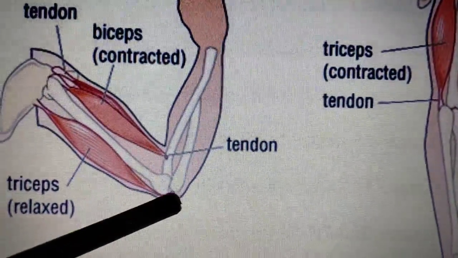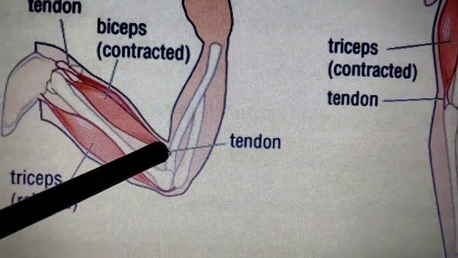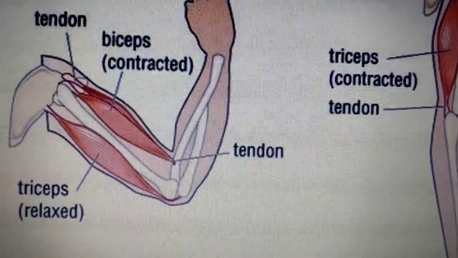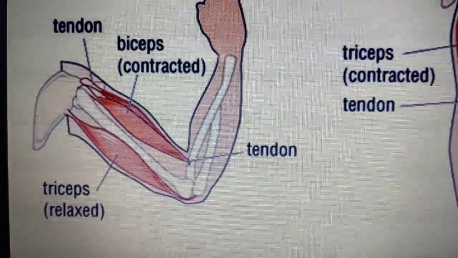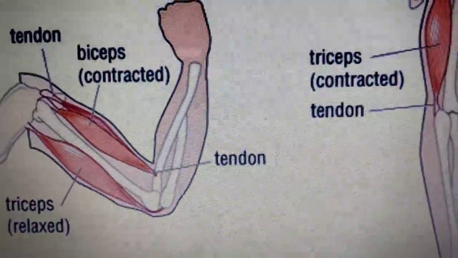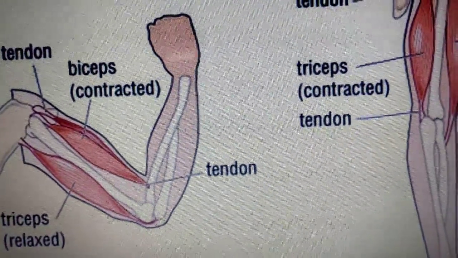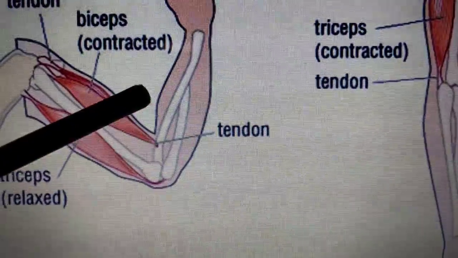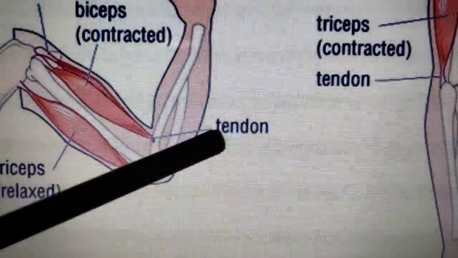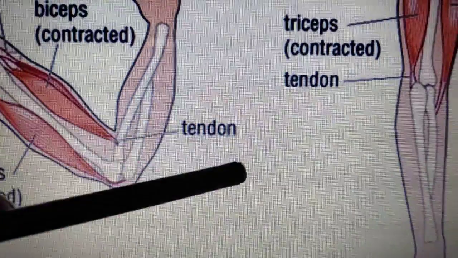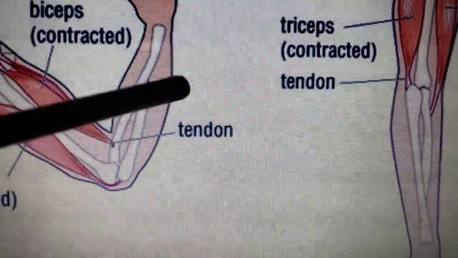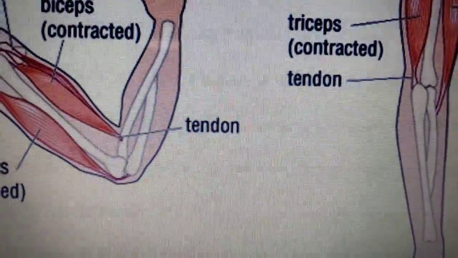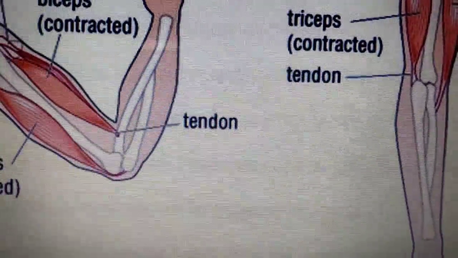See, in the insertion part, we'll have the white structure, or the white flexible cord of muscle fiber, that we call tendon. This joins the muscle to the bone. The tendon is very important, so please take a short note on it. A tendon is a white flexible cord of muscle fiber that joins the muscle to the bone, and so helps in the movement.